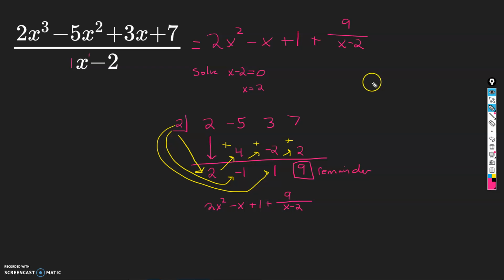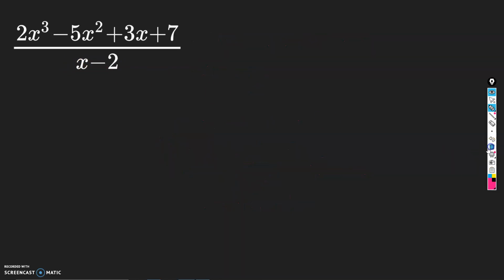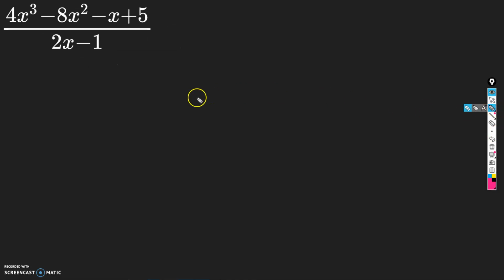Okay, let's look at one more example. The next example is, well, what if the lead coefficient here isn't 1? What do I do? Well, I will tell you. The lead coefficient here is not a 1. What do we do? Well, we're still going to solve it out.